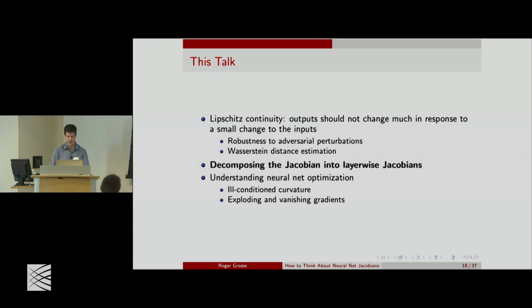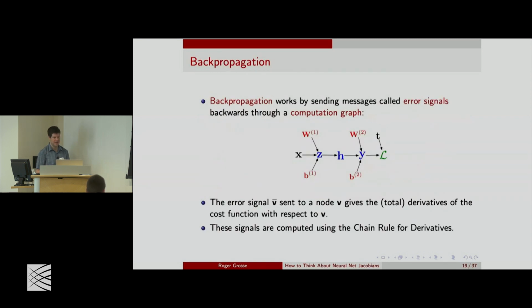All right, so that's what the Jacobian is and what we can do with it. And I want to make the point about how the Jacobian decomposes into Jacobians for individual layers of the network. So most of you have probably heard of the backpropagation algorithm and maybe have a very rough sense of how it works. And in general, we take what's called a computation graph of the network.